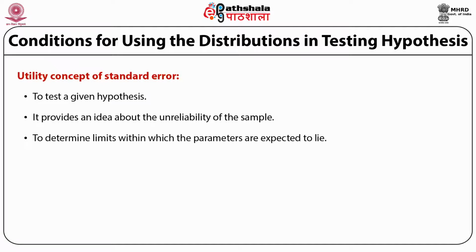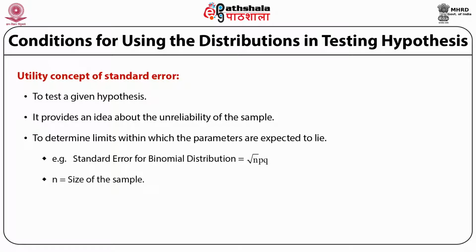Like, to determine the limits within which the parameters are expected to lie, the standard error of a binomial distribution is the square root of npq, where n is the size of the sample, p is the number of success trials, and q is the number of failures.